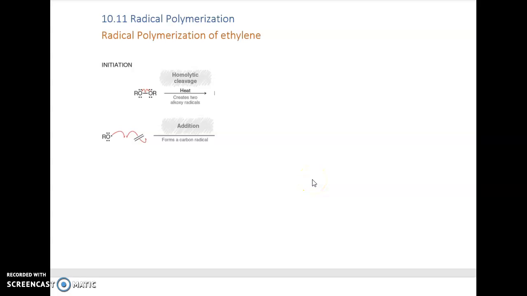Radical polymerization of ethylene, or let's make plastic. The initiation is going to start with the homolytic cleavage of a peroxide, giving us 2 radicals. And each one of these radicals then can add to a double bond and give us an ethene now that has a radical on it.